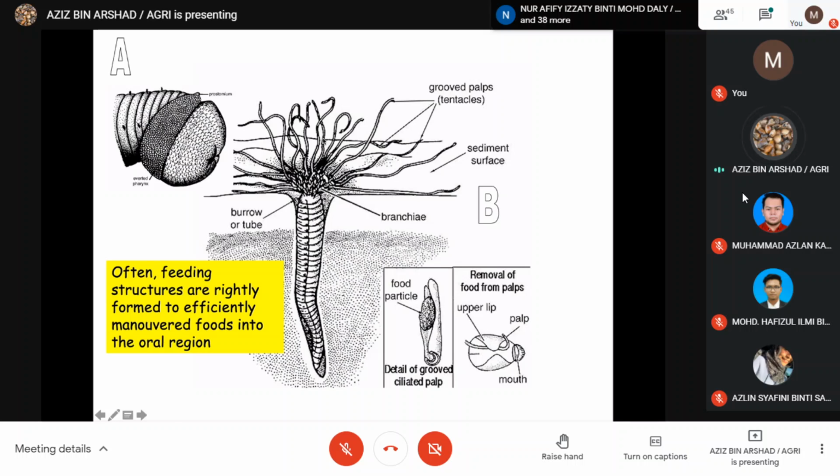They burrow. It's only the tentacular series that is seen out. But if you come near to it, it will withdraw into the tube. Everything will be withdrawn. And these are suspension feeders, or there can also be deposit feeders.